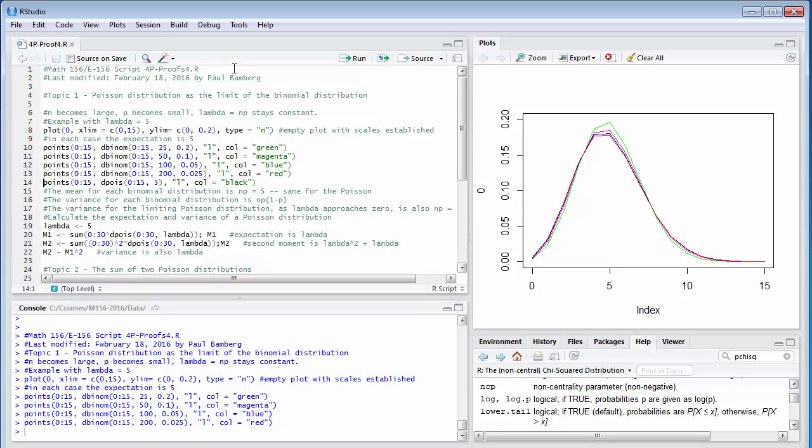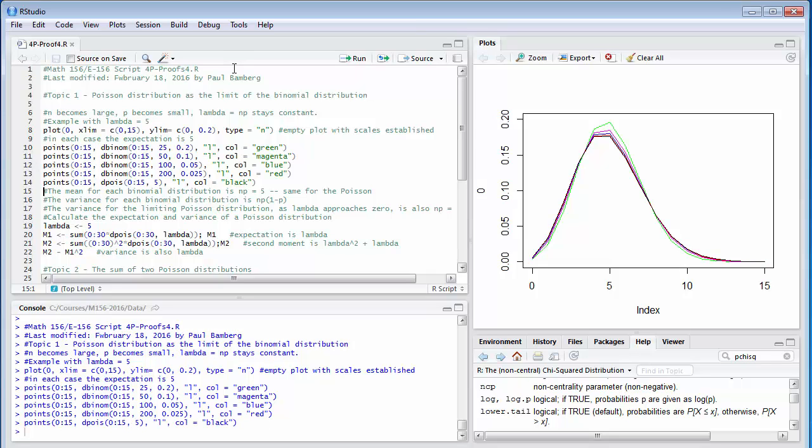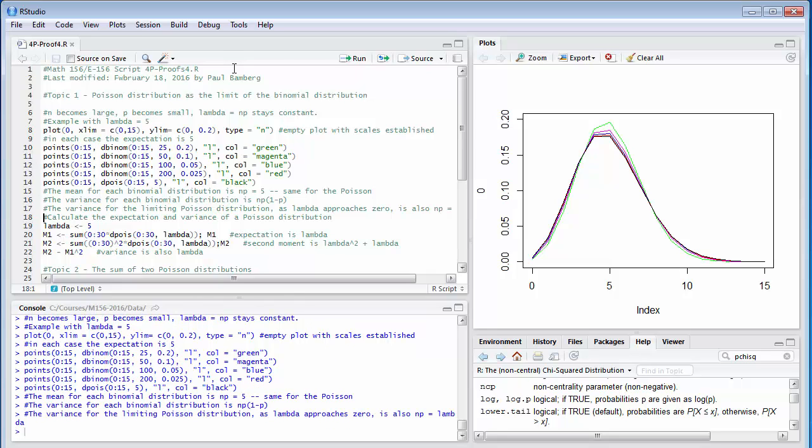It's now really looking as though these graphs are approaching a limit, and the limit is the probability density function for the Poisson distribution with parameter 5. So that's a nice way of showing that the limit of a binomial distribution with fixed expectation really is a Poisson distribution.